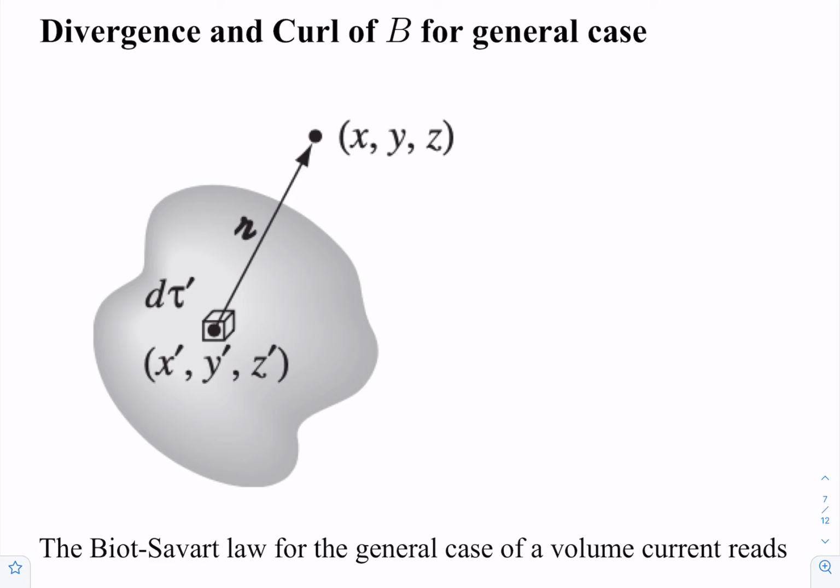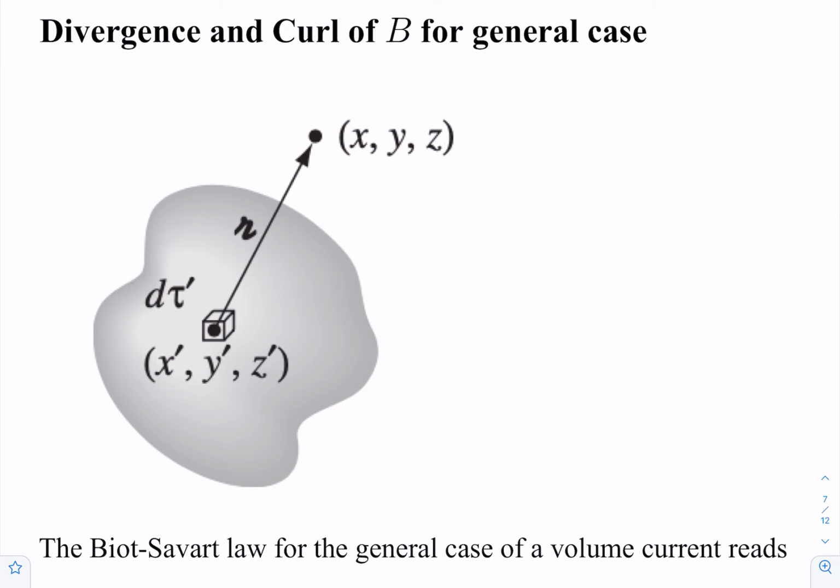Okay, so what we want to do is to generalize the infinite line bundle of line current to a general case of a source current. Here we assume that the source current is localized in this object, and we want to find out the divergence and the curl of the B field generated by this source current.